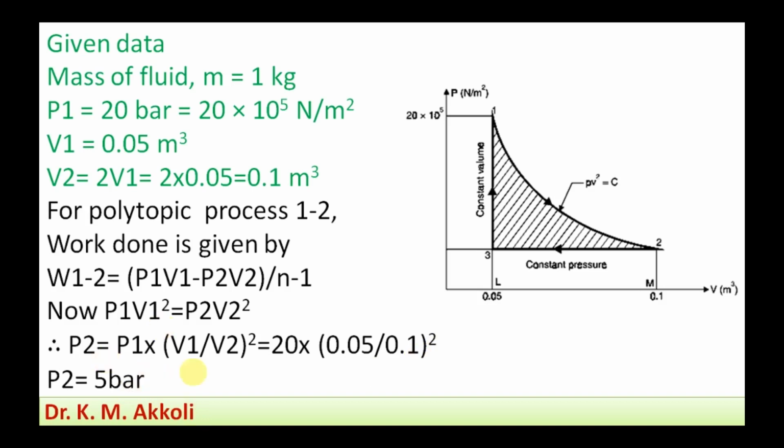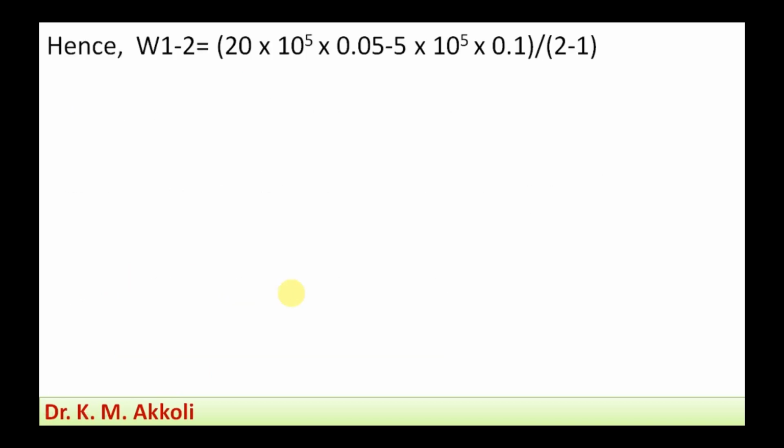Now after getting P2 as 5 bar, if you substitute in this equation, we are going to get the work done for the 1 to 2 process. Hence W1 to 2 is equal to (20 into 10 raised to 5, the P1, multiplied with the V1, 0.05, minus 5 into 10 raised to 5, the P2, multiplied by the V2, 0.1) by (2 minus 1). After the calculation, W1 to 2, we are going to get 50 kilojoule.